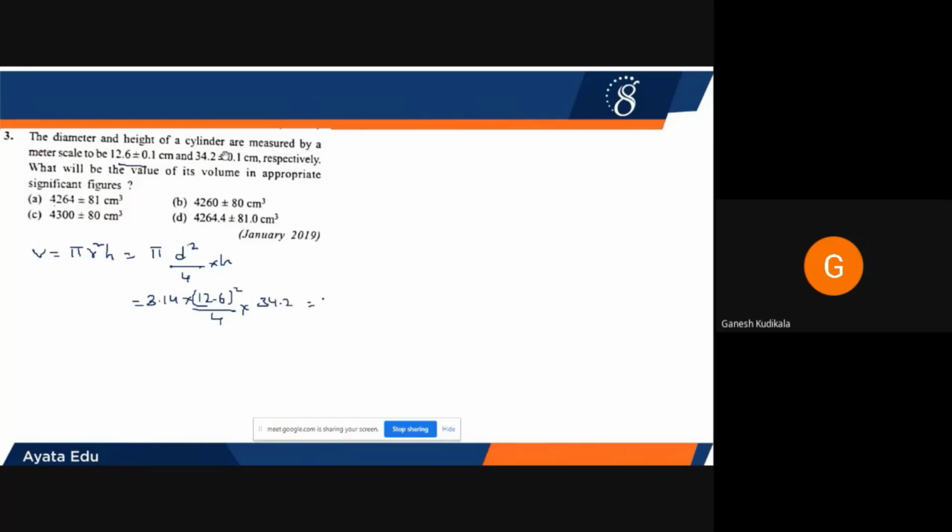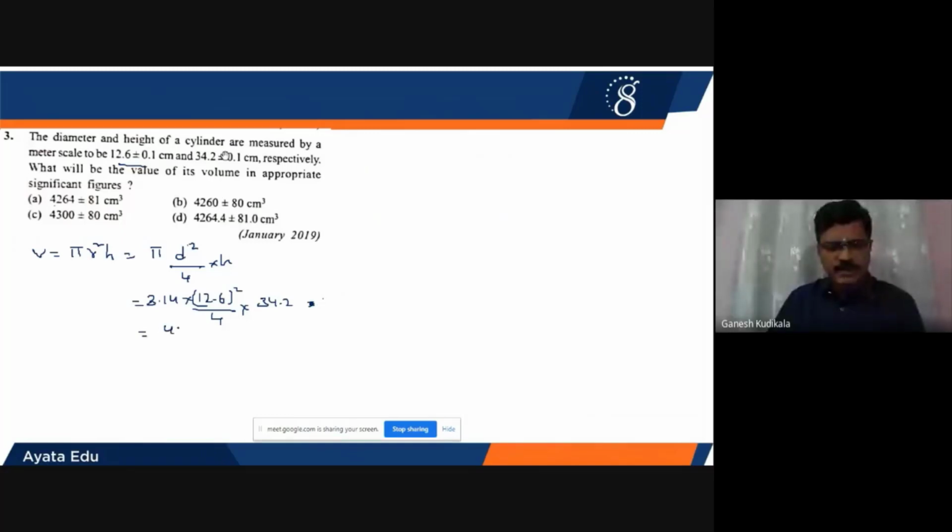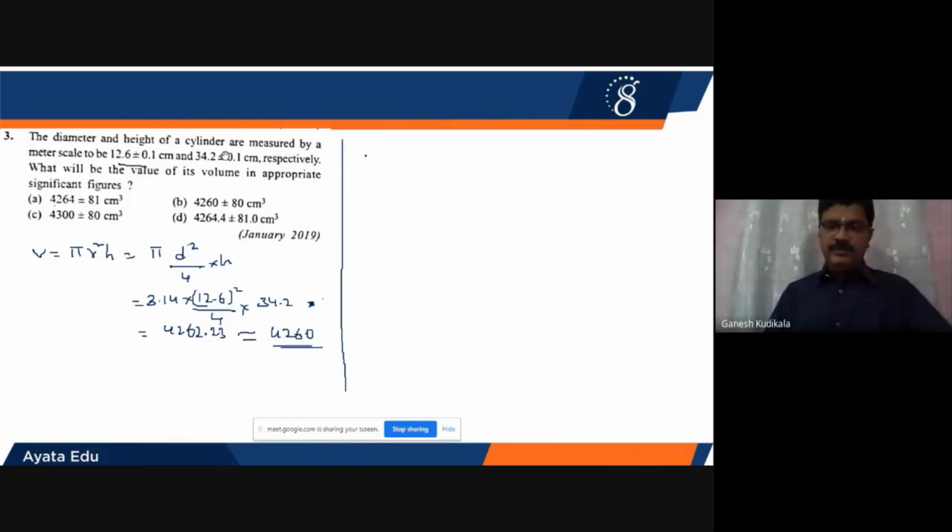Just on working this out, it will be equal to 4262.23, which is approximately equal to 4260 only, because significant figures are 3. Here 3 significant figures, here 3 significant figures. Our answer also should contain 3 significant figures. So that is the volume we got. Next we are supposed to calculate the percentage of relative error. From that we'll find the value of the change in volume.